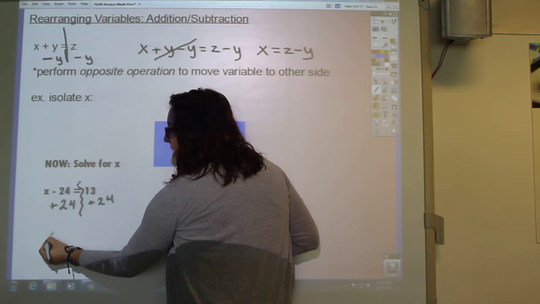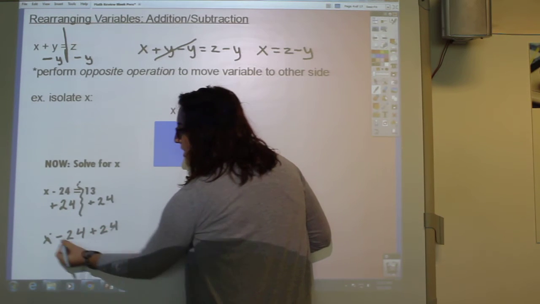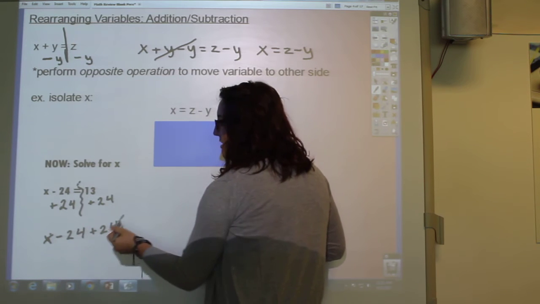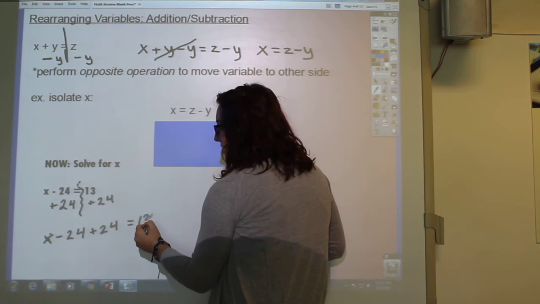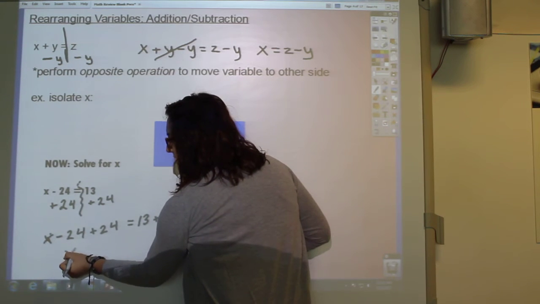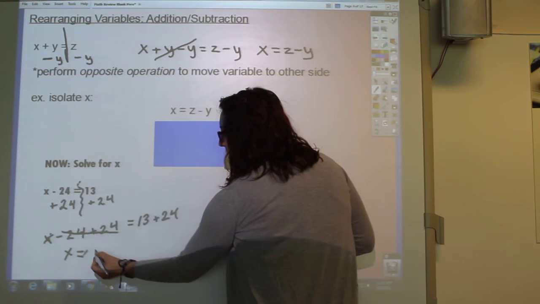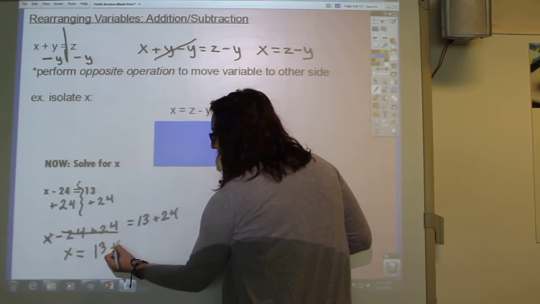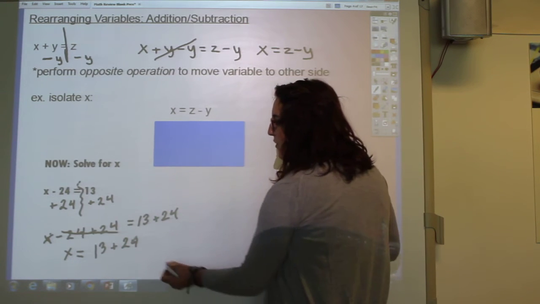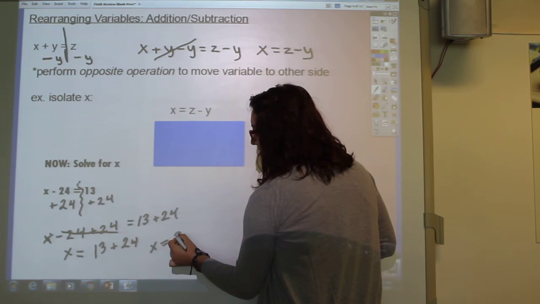So this will become x minus 24 plus 24, which we will see later that these 2 24s cancel each other out, and then 13 plus 24. So this gives us, the 24s cancel, this gives us x equals 13 plus 24, and we could go ahead and add up 13 and 24, and we would get x equals 37.